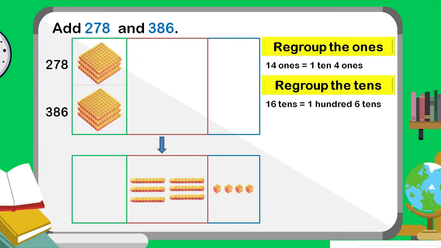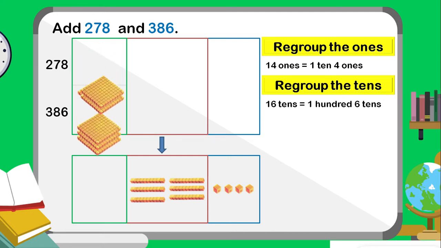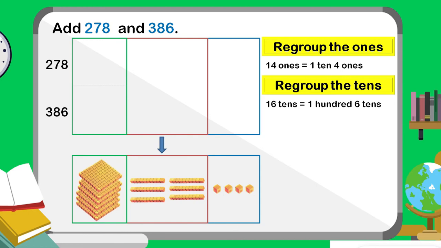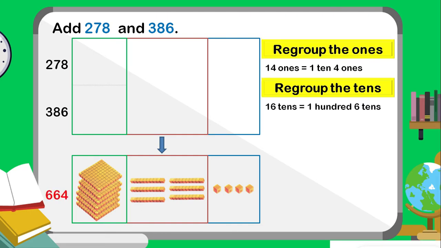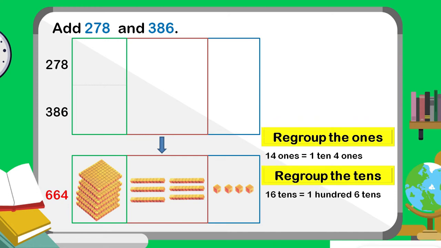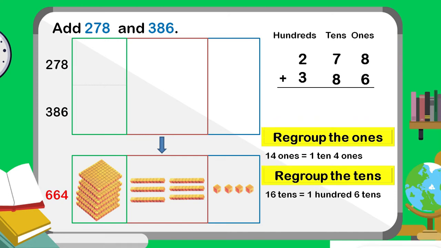Let us add the hundreds. 100 plus 200 plus 300 is equal to 600. 600, 6 tens, 4 ones is equal to 664. Let us add these numbers one more time in vertical form.